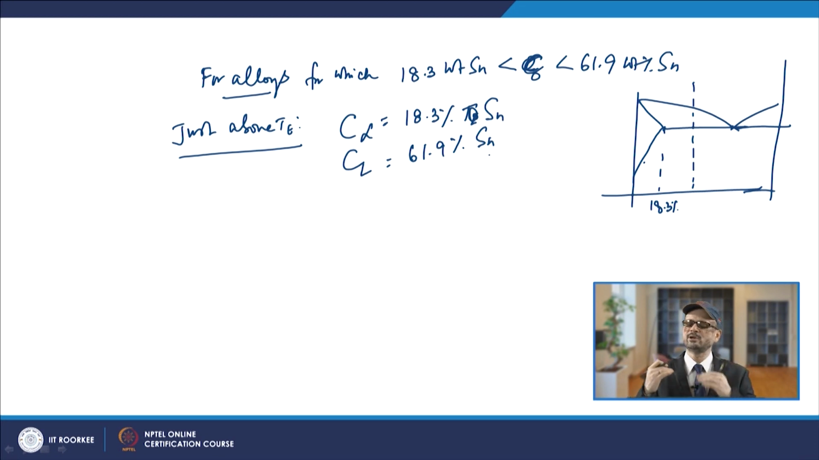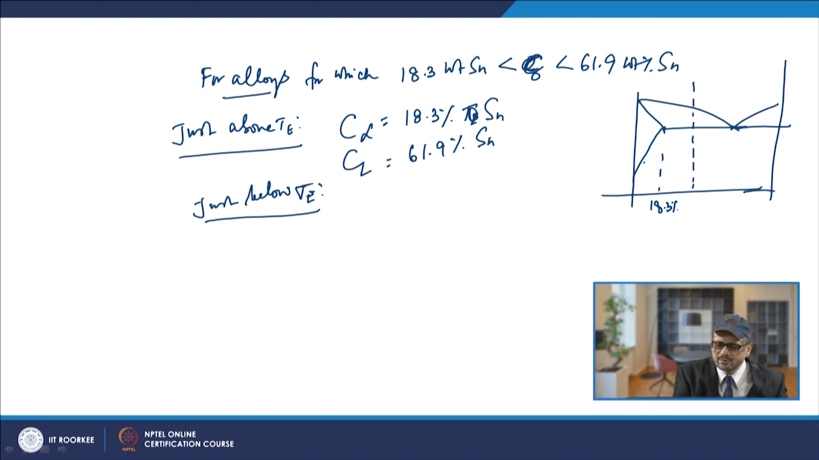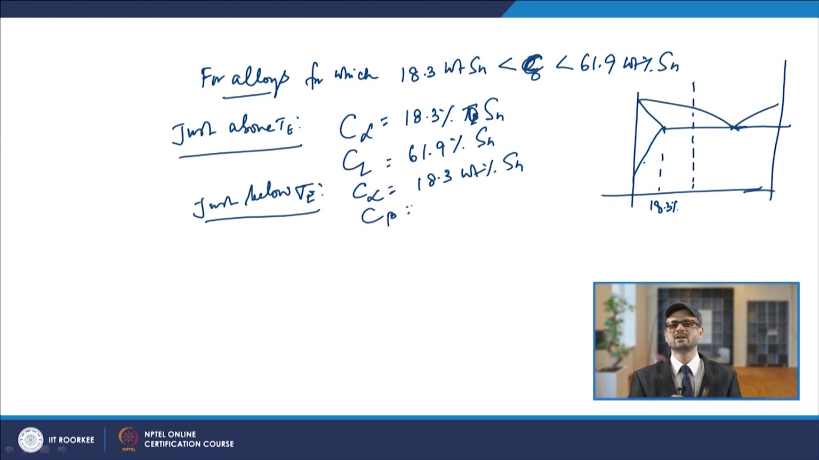If you come just below this line, just below Te, in that case you have the phases alpha and beta. So, C alpha is again the same, C alpha will be 18.3 weight percent tin, whereas you will have the formation of beta now, because just below that you have the solidification. So, the C beta will be, here basically your line comes like this, so this is 97.8. So, C beta will be 97.8 weight percent tin.